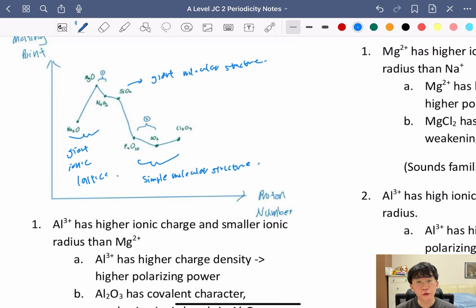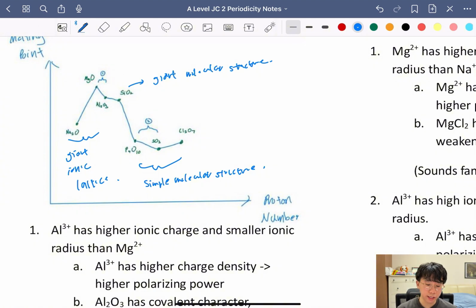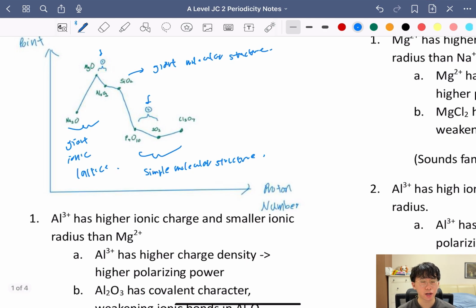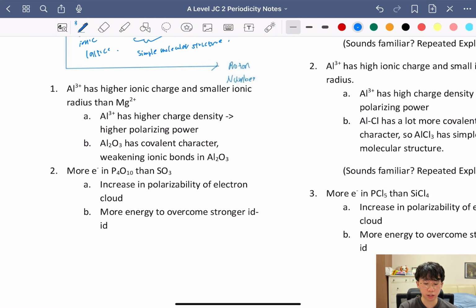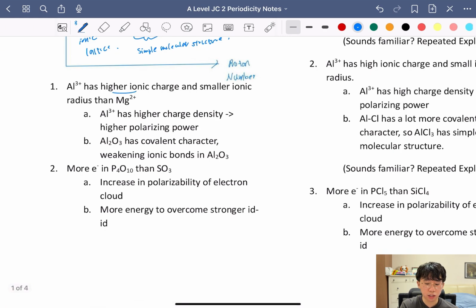However, I do note a few anomalies as well. So if you look at the numbers over here, there's 1 and there's 2. For 1, you realize that Al2O3 has a lower melting point than MgO, which is very weird. Well, this is because your Al3+ has a higher ionic charge and a smaller ionic radius than Mg2+. And because of that, it has a higher charge density and it gives Al3+ very high polarizing power.